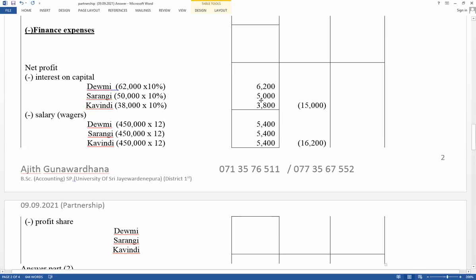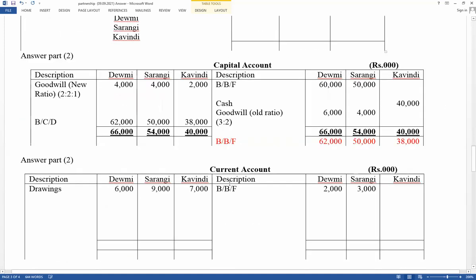All the appropriation part, partners' current account credit. Profit share cannot be calculated yet. Therefore, record partners' current account also. Credit side as interest on capital as well as salary. As interest on capital, 6,200, 5,000, 3,800.